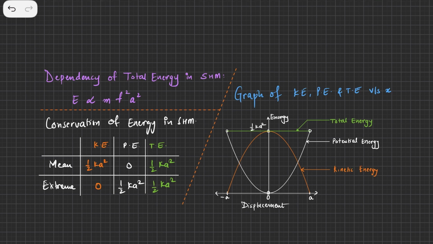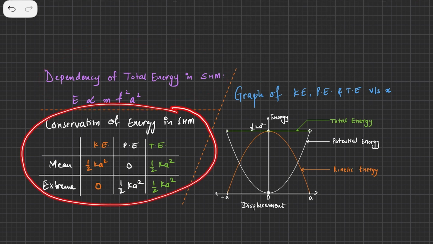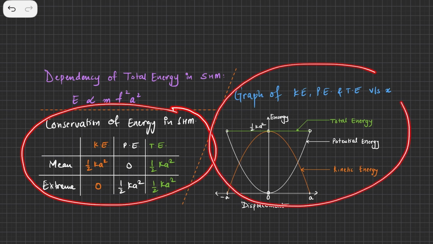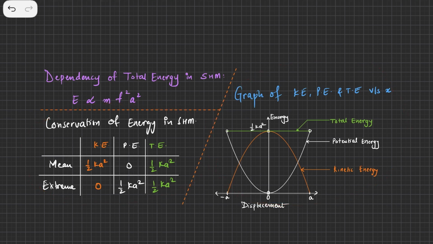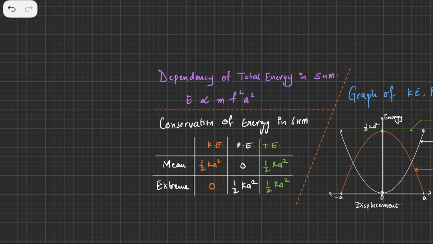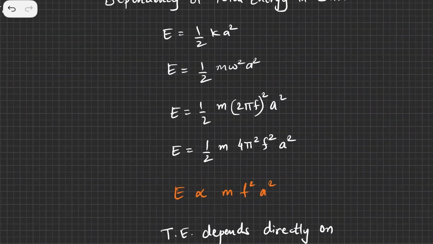Today we are going to do three small topics as you can see on the screen. One is the dependency of total energy on simple harmonic motion. The second is conservation of energy in SHM, and the third is the graph of kinetic, potential and total energy versus the displacement. So let's quickly start learning these things.